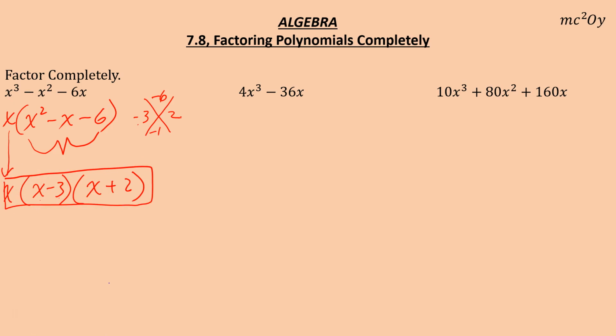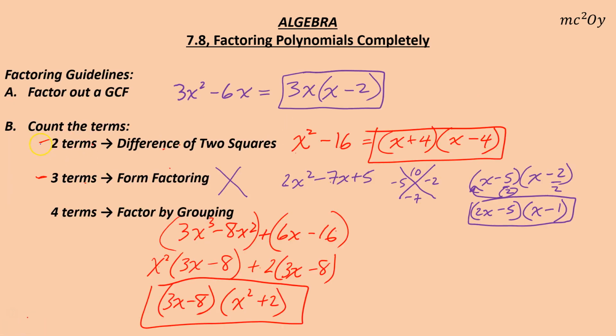All right, let's go ahead and try another one here. So greatest common factor of 4 and 36. Well, that's 4. X cubed and x. Take the one with the smaller degree, which is x. 4x times what is 4x cubed? Well, that's x squared. 4x times what is negative 36x? Well, 4 times negative 9. We already have the x. Okay, and so now we count the terms. 1, 2 terms in our parentheses. Well, 2 terms is difference of 2 squares.